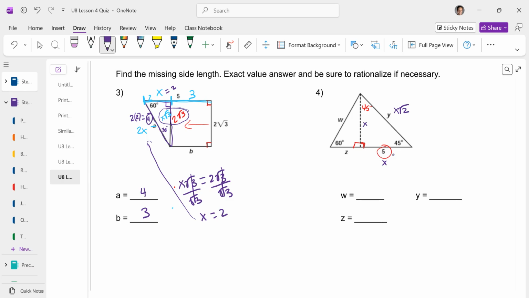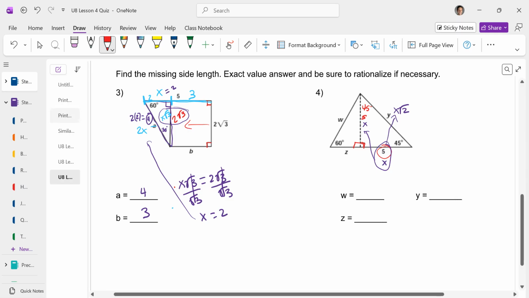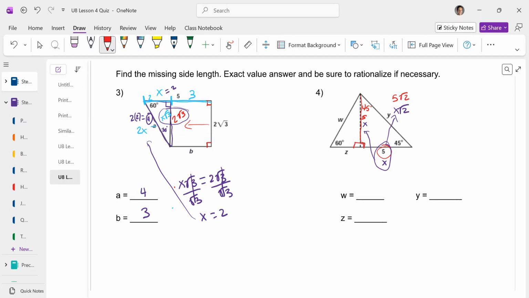This one's kind of nice. I know that x is equal to 5. Remember, I find the info that I know, and I set it equal to my variable expression. So x is equal to 5, and then I'm simply going to take that and plug it in anywhere else on the other two sides where I see an x. So this vertical side is 5, right? This piece here. And then this side over here is 5 root 2 because I know that x is 5. So I know my y value, 5 root 2.